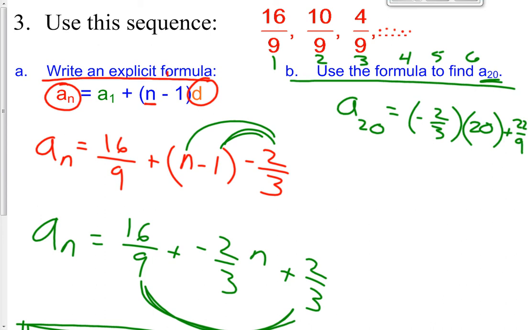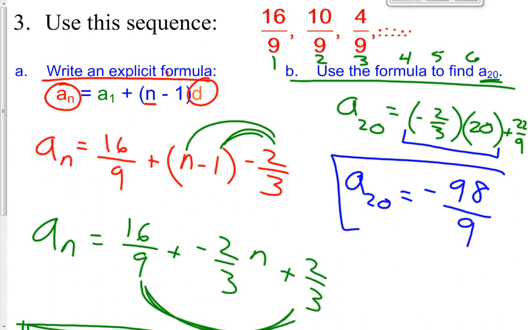All right, you're going to put that in your calculator. So what is a negative 2/3 multiplied by 20? Get that number, and then add 22/9. When you do that, the value of your 20th term should be a negative 98/9. Negative 98/9. There's the answer for the first one.